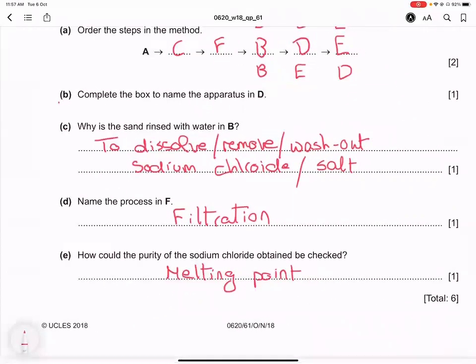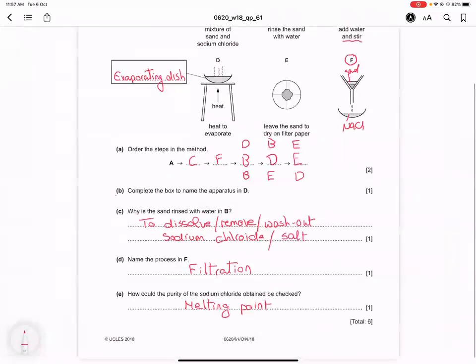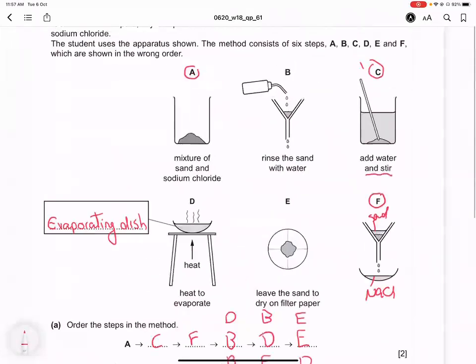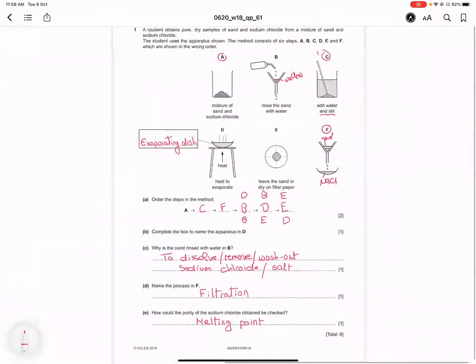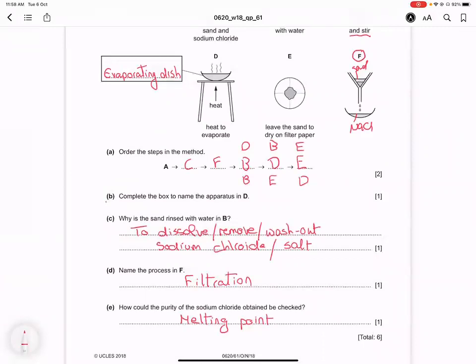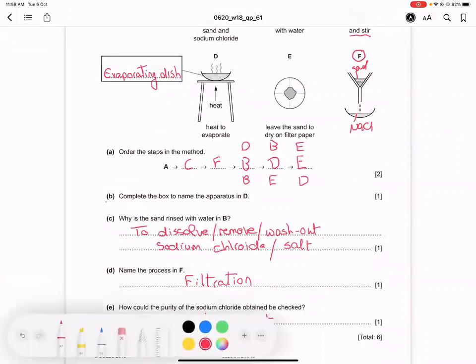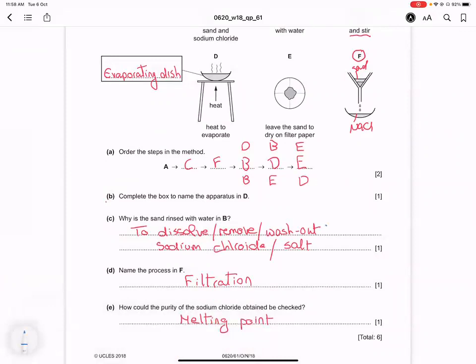C, why is the sand rinsed with water? To remove or to wash out or to dissolve the salt or the sodium chloride. Don't tell me the impurity. You need to specify. You're rinsing the sand with water because the sand is wet with sodium chloride solution. So you're washing out or removing sodium chloride solution. If you said that to wash out or to dissolve or to remove anything, you take a mark. If you said sodium chloride or salt, you take the second.